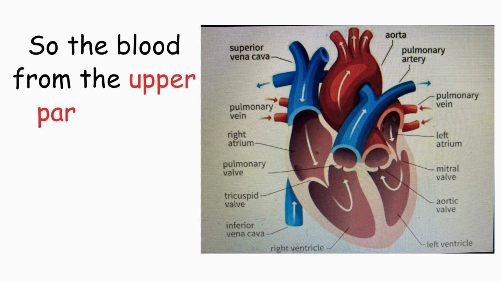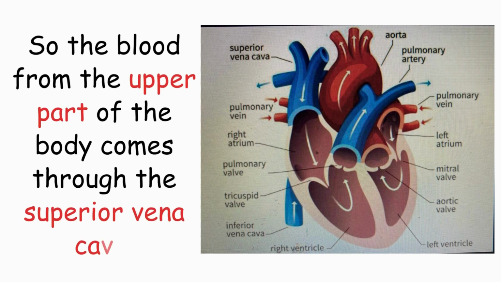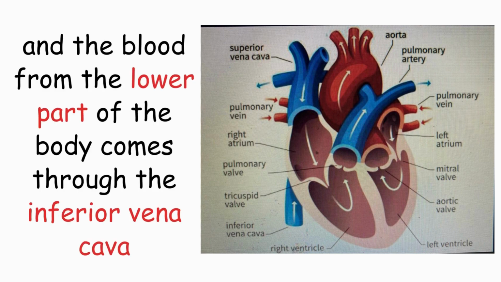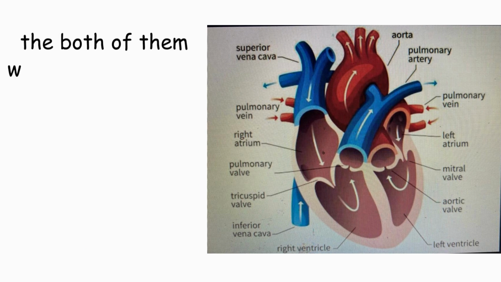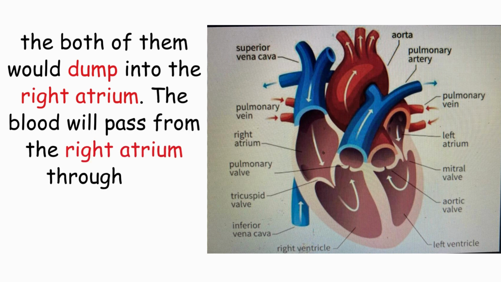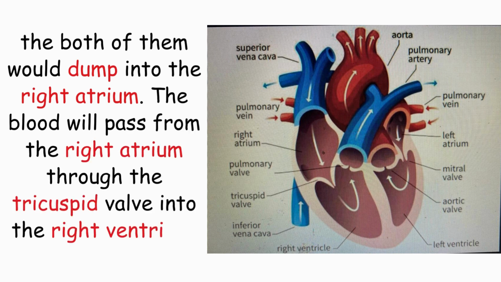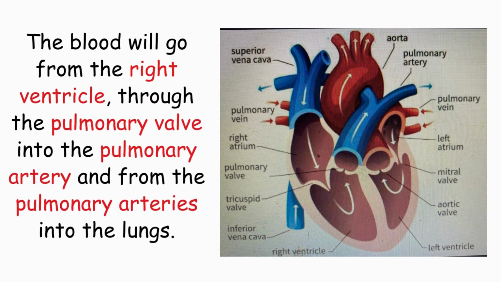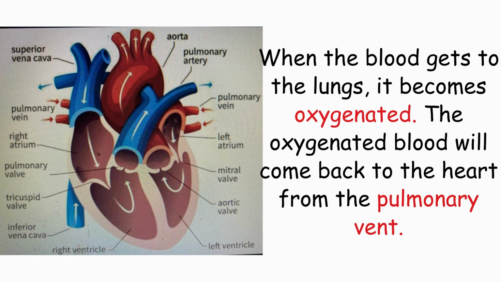So the blood from the upper part of the body comes through the superior vena cava, and the blood from the lower part of the body comes through the inferior vena cava, and both of them will dump into the right atrium. The blood will pass from the right atrium through the tricuspid valve into the right ventricle. The blood will go from the right ventricle through the pulmonary valve into the pulmonary artery, and from the pulmonary arteries into the lungs. When the blood gets to the lungs, it becomes oxygenated.